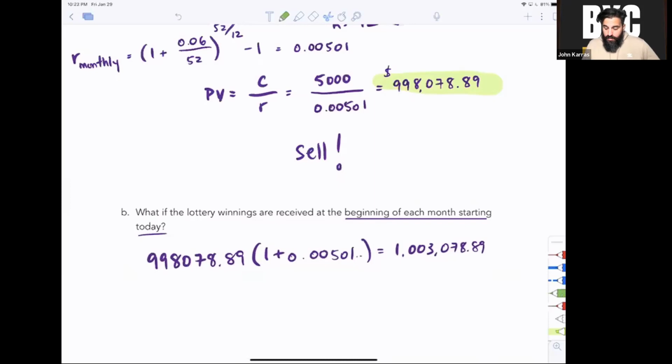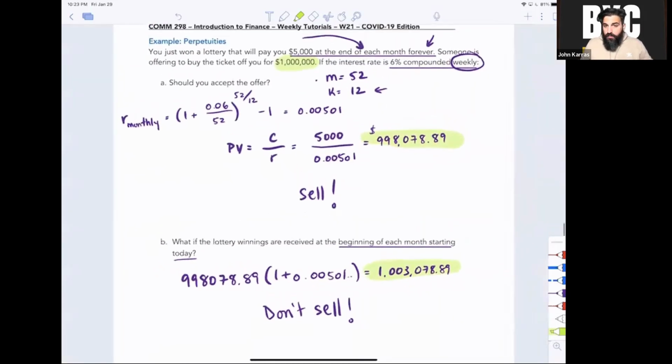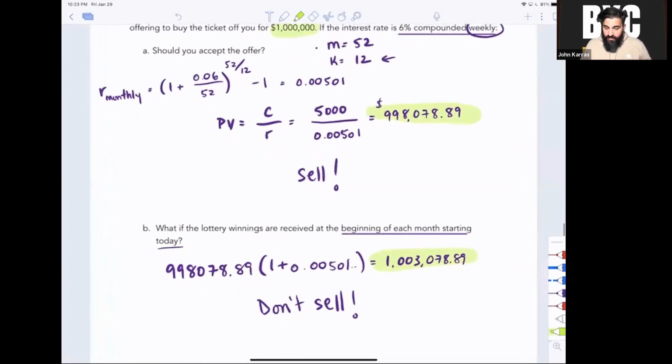And exactly, right? Like some of you guys are saying in the chat, now you wouldn't sell. Because the value of your ticket in this scenario is higher than the 1 million. Okay. Okay, very good.